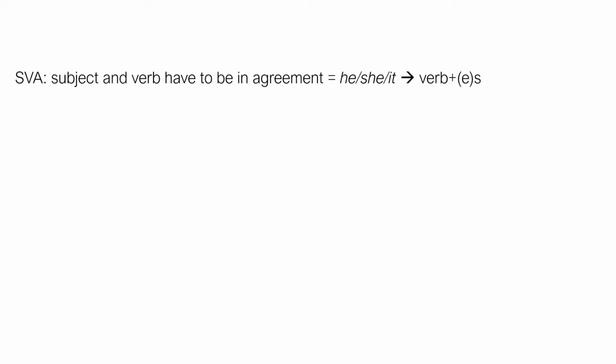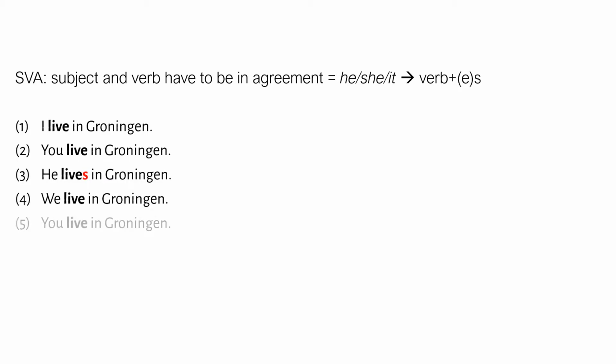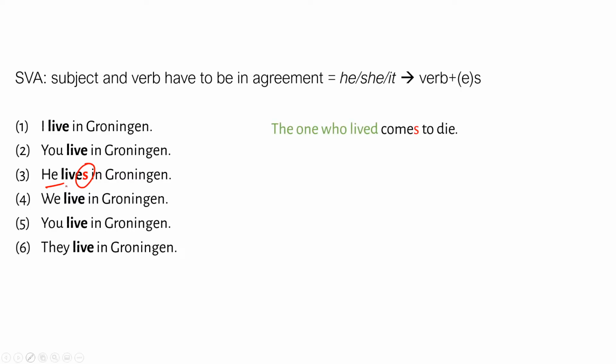So what is subject-verb agreement? Subject-verb agreement means that the subject and the verb have to be in agreement, right? So in this case, he, she, and it means having the extra s. If you look at the list of the six different types we have for the verb to live, you see that we only have the extra s for he, she, it, right? He lives in Groningen. That makes sense. There are some difficult examples.